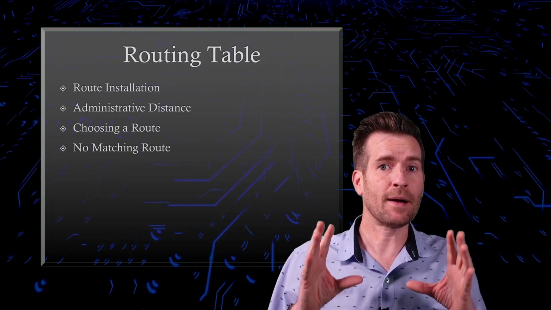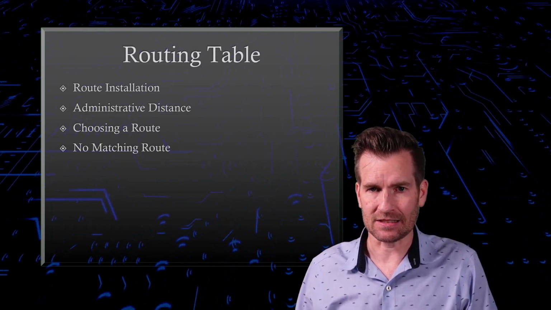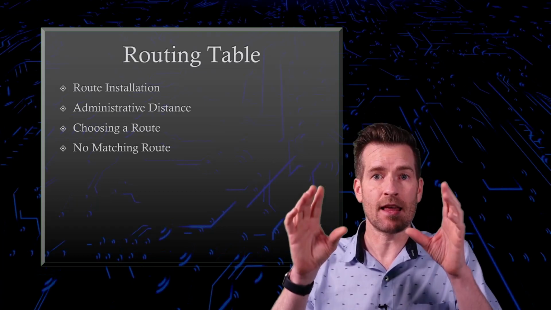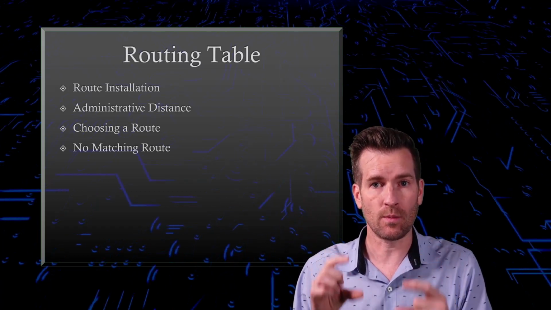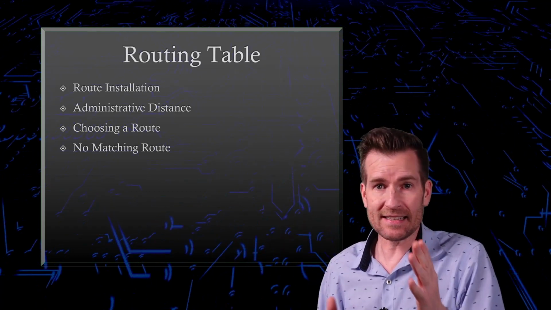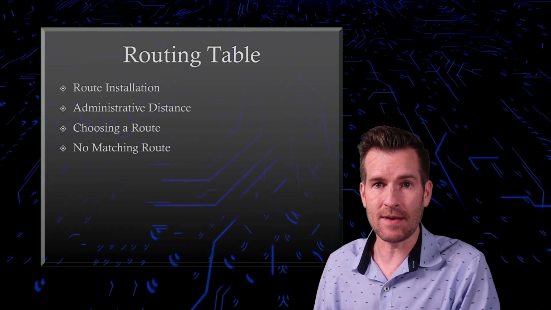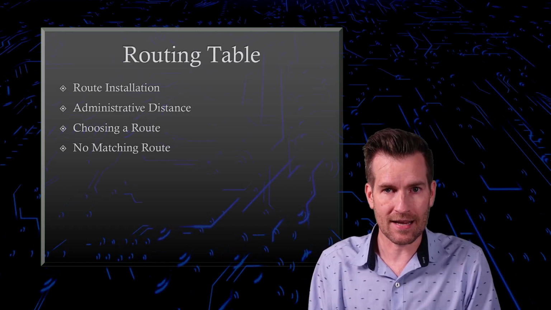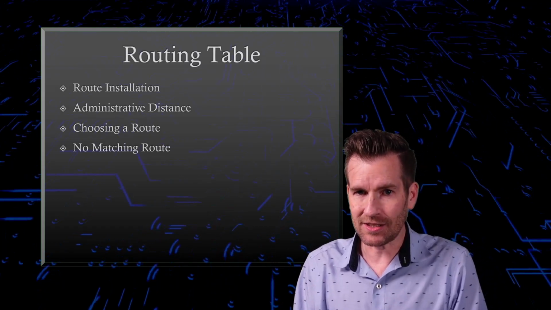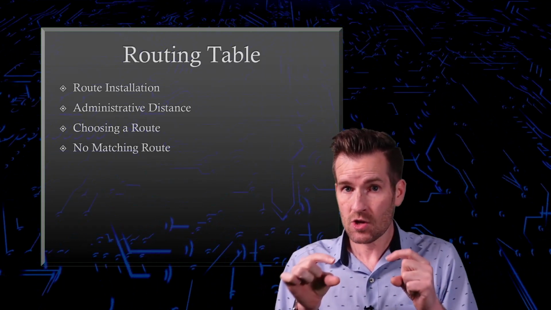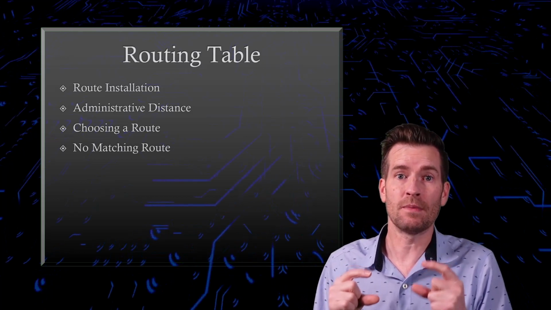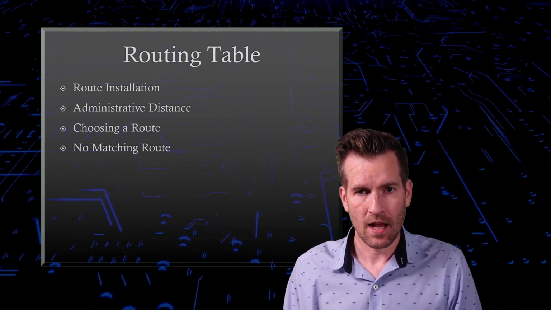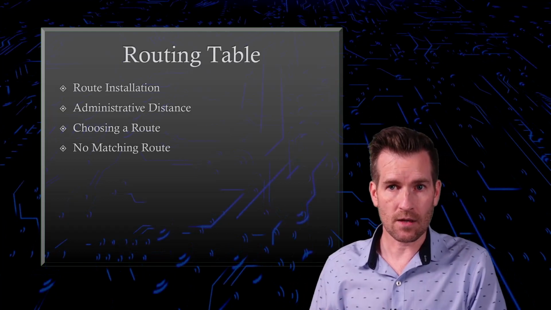We're going to start out by talking about route installations, how your router chooses the right routes to put into the routing table. It could have a lot of different options to get to the same network. So which one does it choose to go into the routing table? And one of the answers to that is administrative distance. So we'll get a little more in depth into administrative distance as well. Then we'll get into choosing the right route.